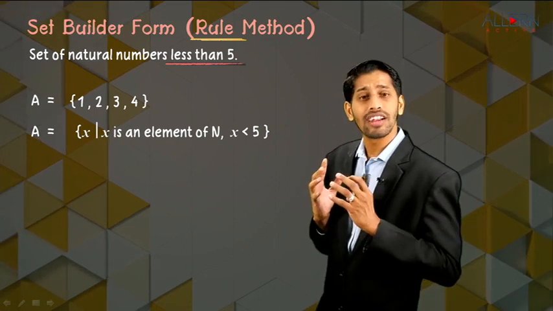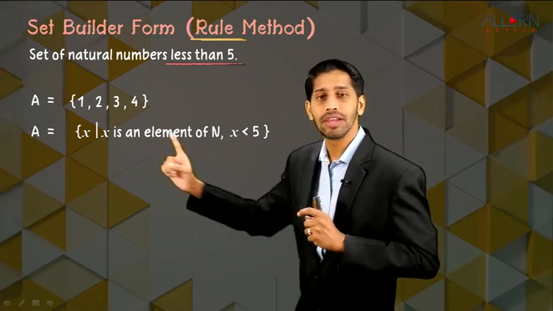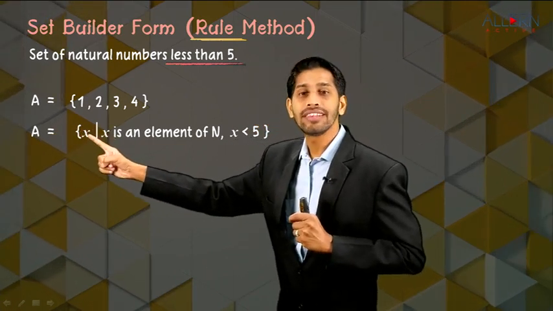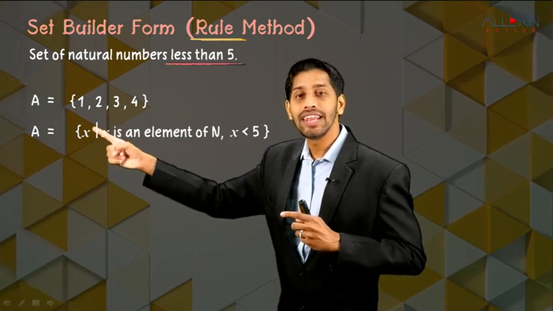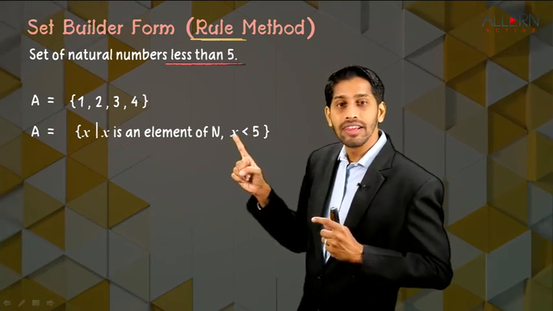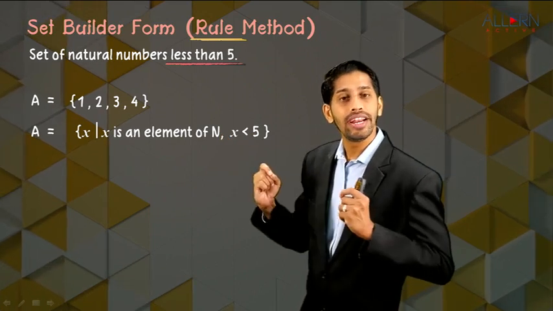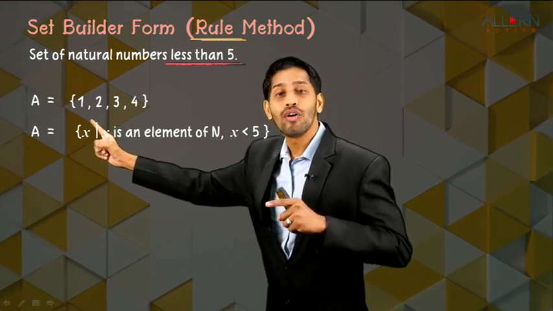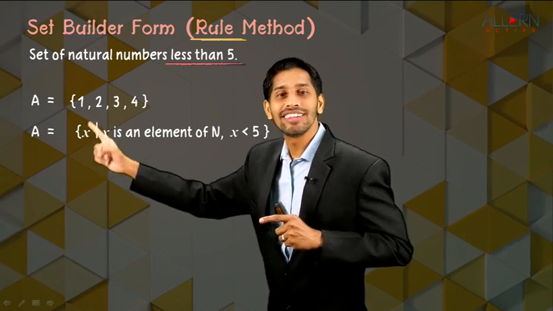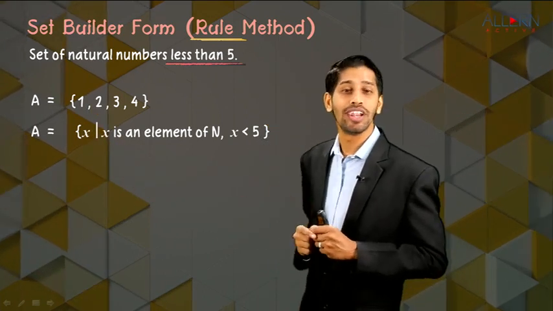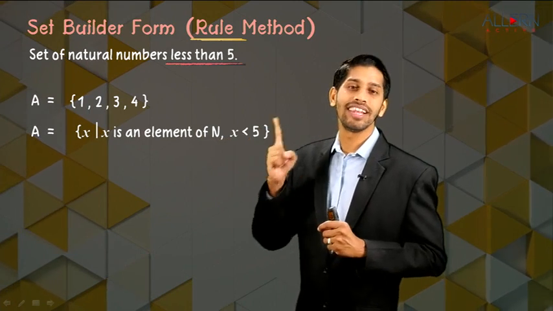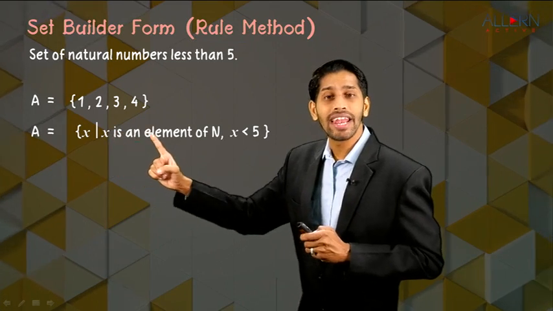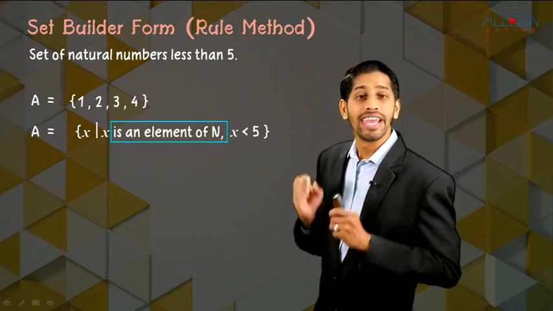Now child, let's understand how exactly we read this. Let's go step by step. Equal means is, this curly bracket means set of, x is nothing but all x. This line means such that, and here this comma means and. So how do we read it? A is, equal means is, set of all x such that x is the element of natural numbers and x is less than 5.